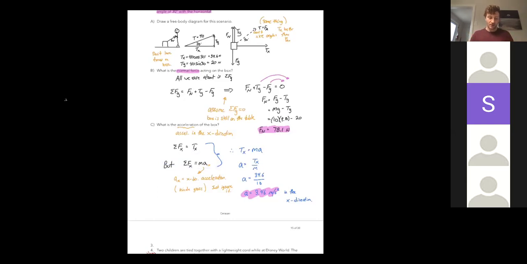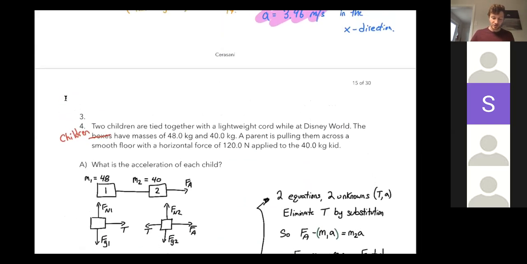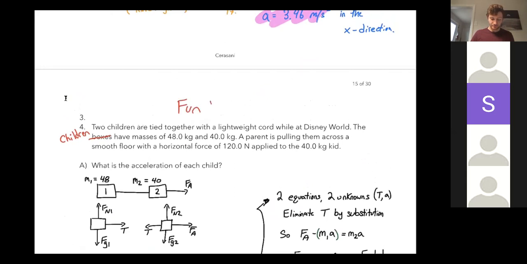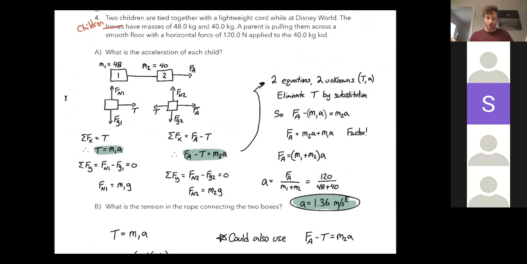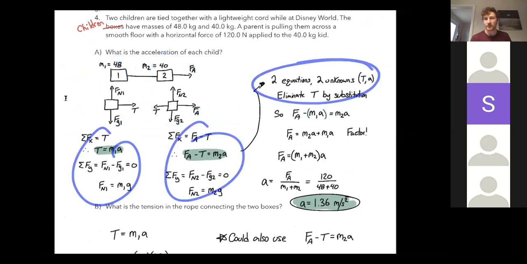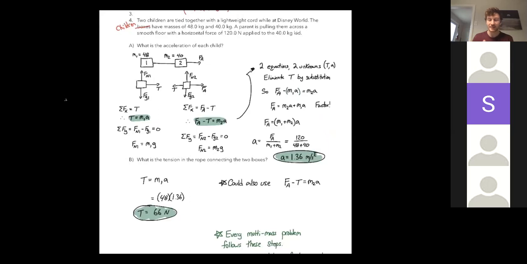Awesome. This question number 4, okay, this is just for fun. You can follow along if you want. This is a multi-mass question, 2 children being tied by a cord being pulled together. So we've got two different masses, 2 different free body diagrams, 2 different equations, and this gets us 2 equations, 2 unknowns, a nice system of equations that we can solve. Follow along, you know how to do everything here. I'm not going to ask you questions like this, okay? So don't worry about this stuff.